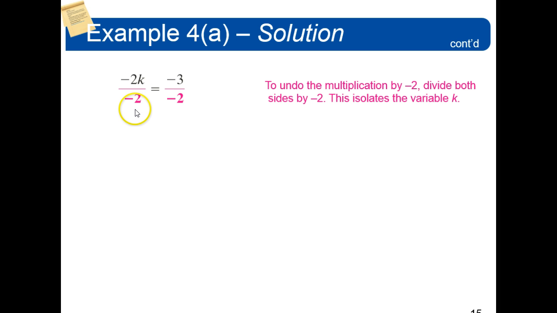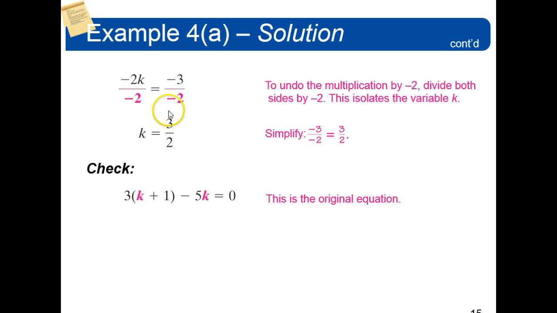Negative 2k divided by negative 2 equals negative 3 divided by negative 2. Negative divided by negative is a positive. 2 over 2 is 1. And negative divided by negative is a positive, and we don't make mixed numbers. As we're doing algebra, we leave improper fractions unless it's a story problem. Now the PowerPoint is going to show us how to check.